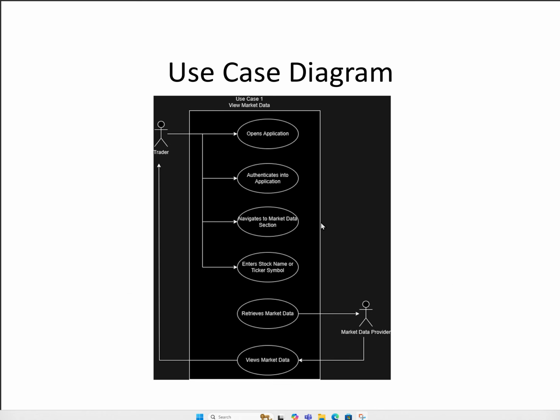Overall, the use case diagrams I'm going to show you highlight the key actors: traders, market data providers, and clearinghouses who interact with the system. Traders perform actions like placing orders, viewing market data, and executing trades. The system interfaces with external market data providers to retrieve real-time information. Here's the use case for viewing the market data, going through opening, authenticating, navigation, entering the information, retrieving it, and viewing the market data.